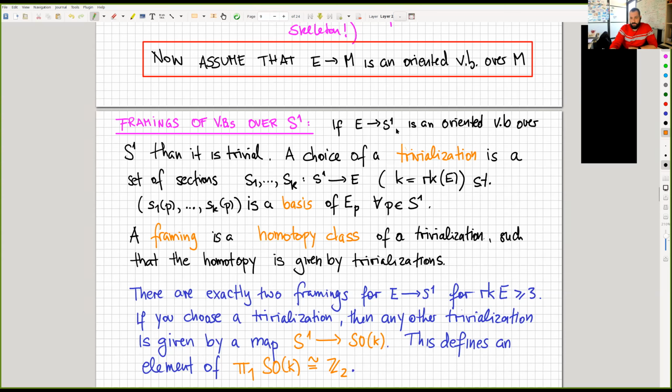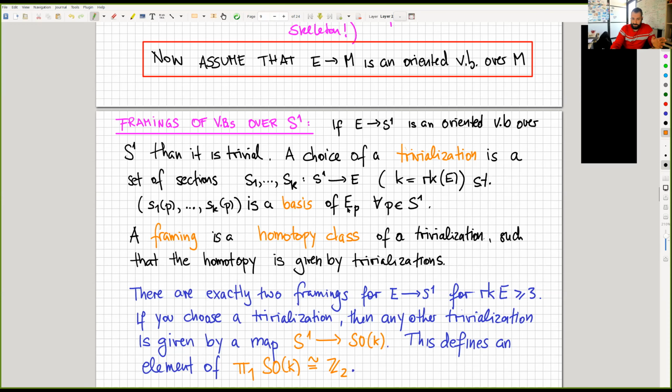If you have a vector bundle over S1 and it's oriented, we saw that it's trivial, right? And now you can choose a trivialization. What is this? If your vector bundle over S1 is of rank k, you can choose k sections of this vector bundle such that in every point of S1, this forms a basis of E_p.